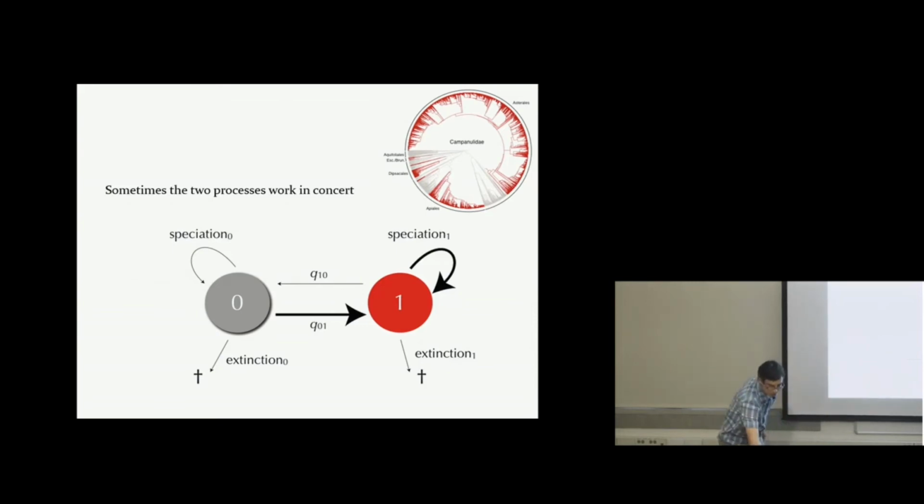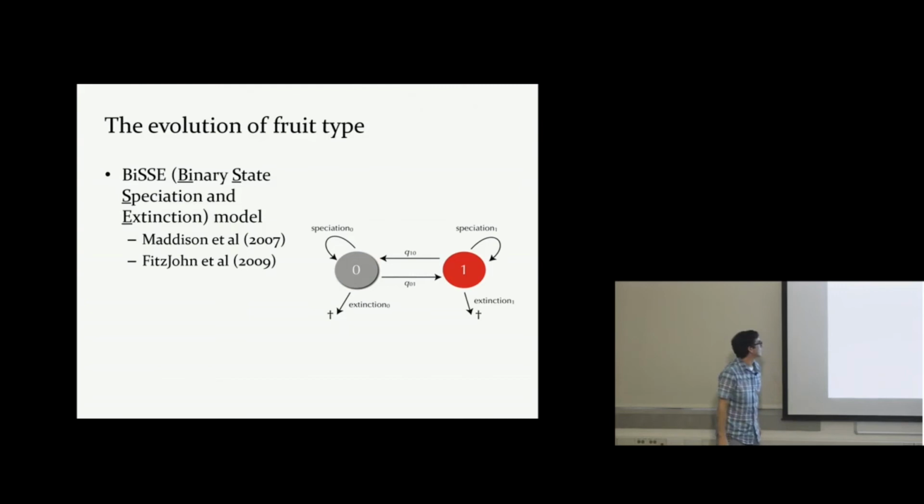And so there's this model that actually takes both these processes into account, which we refer to as the BiSSE model, which is a binary state speciation extinction model. And what it does is it jointly estimates the probability of speciating or going extinct or transitioning between particular character states. And these were developed by Maddison and FitzJohn.